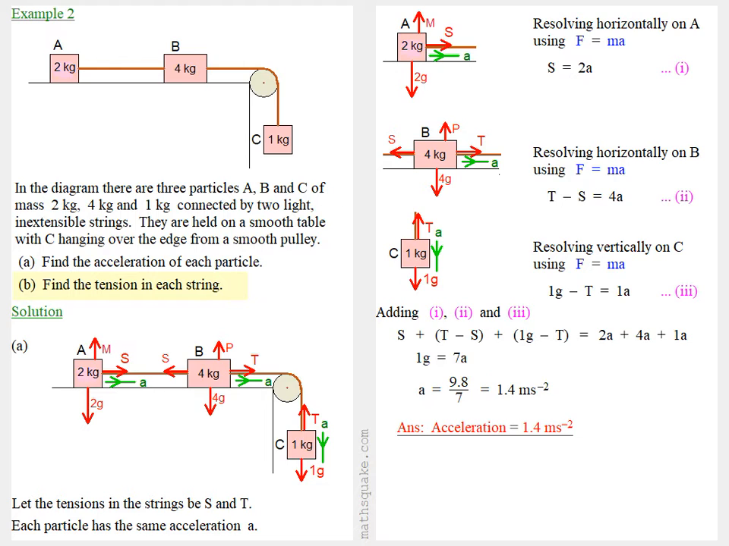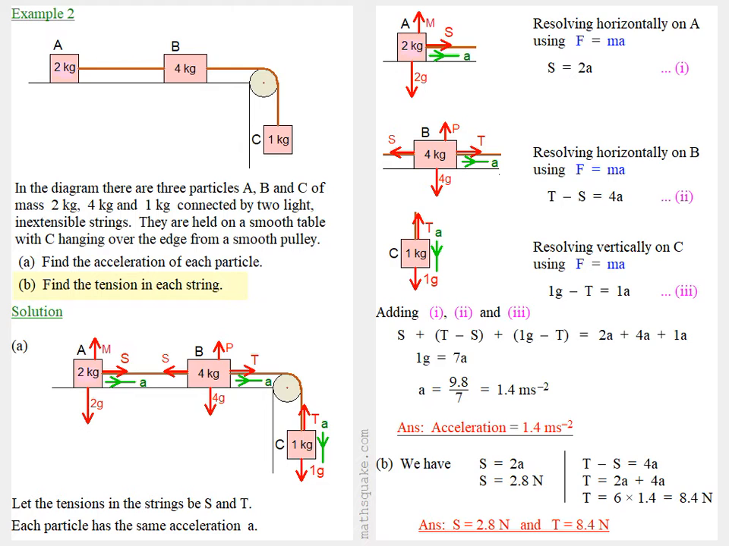And for part B, we're asked to find the tension in each string. Now we have S is equal to 2a, which means S is equal to 2 times 1.4, and so S is equal to 2.8 newtons. T minus S is equal to 4a, so T is equal to 2a plus 4a, which means T is 6a, or 6 times 1.4, which is 8.4. So we get the tension S is 2.8 newtons, and the tension T is 8.4 newtons.